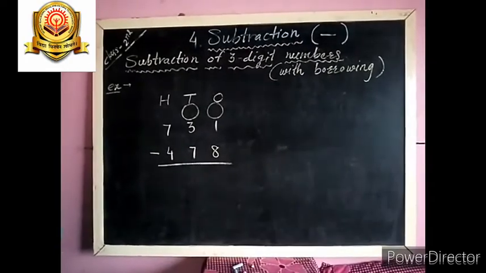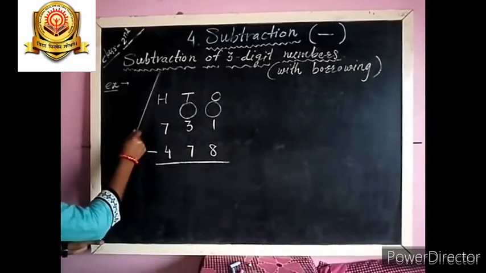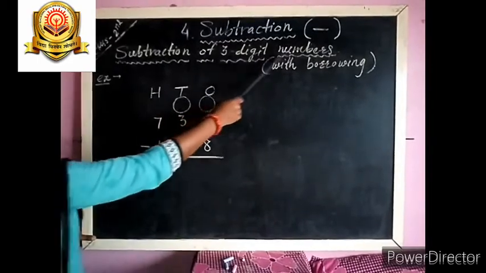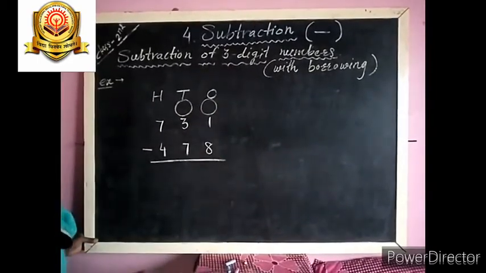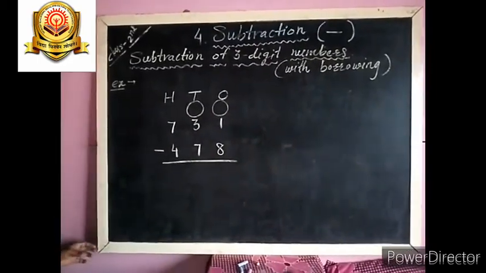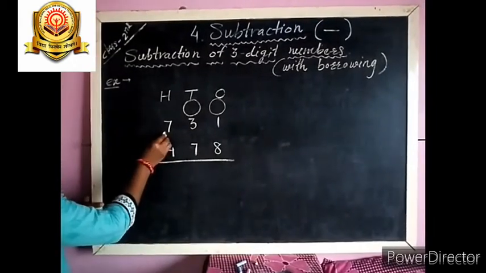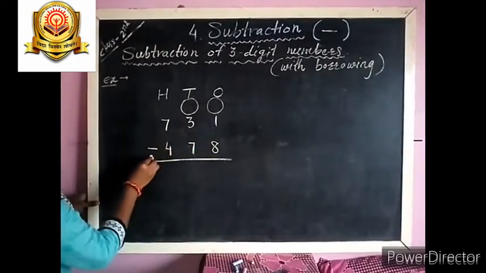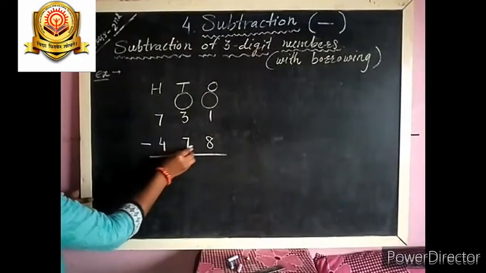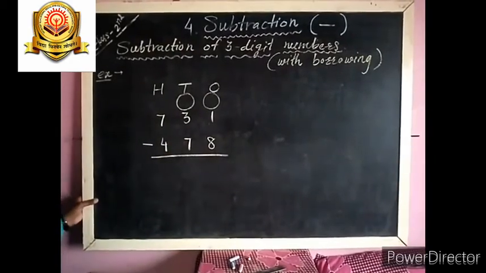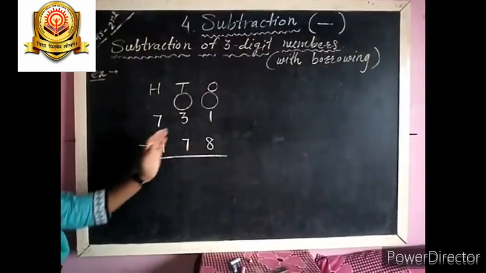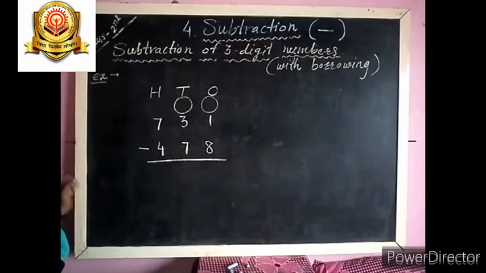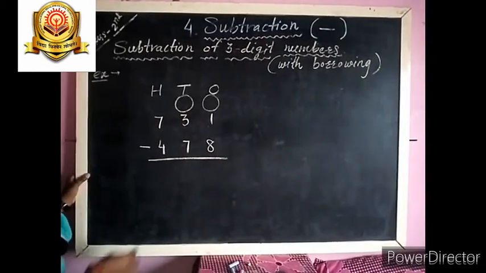Our next point which we will be learning here is subtraction of 3-digit numbers with borrowing. Now students, in this first example, 731 minus 478. And we know that subtraction starts from the ones place. So let us start from the ones place.